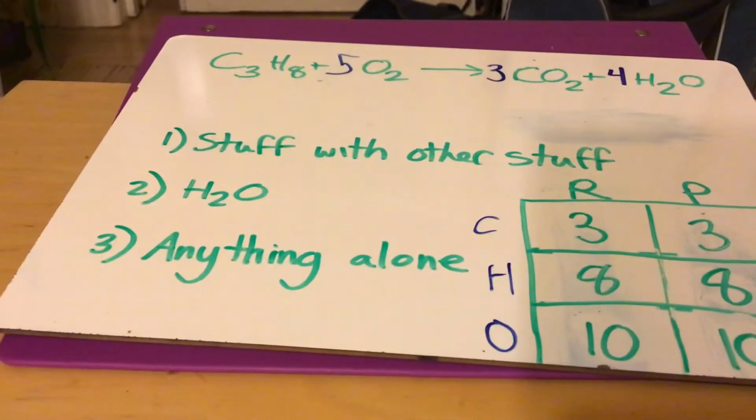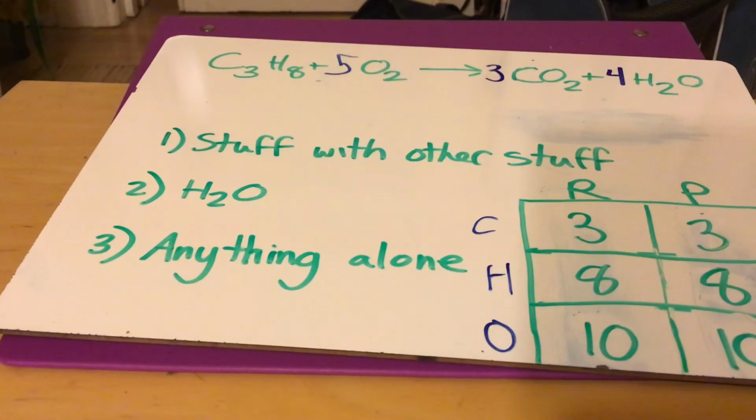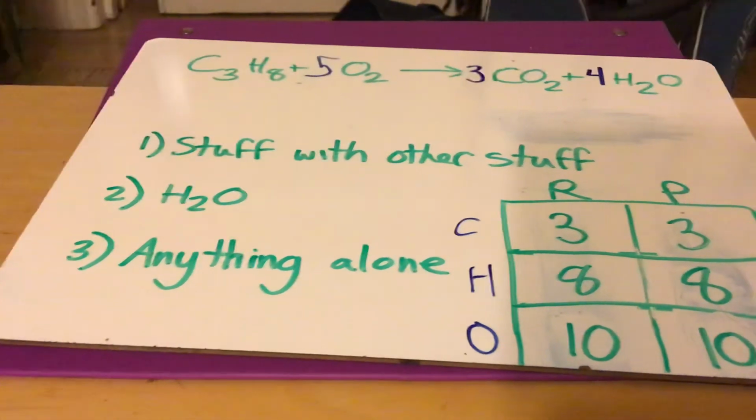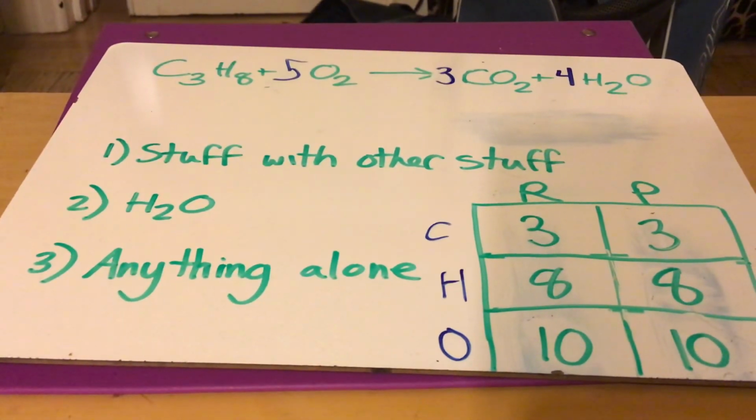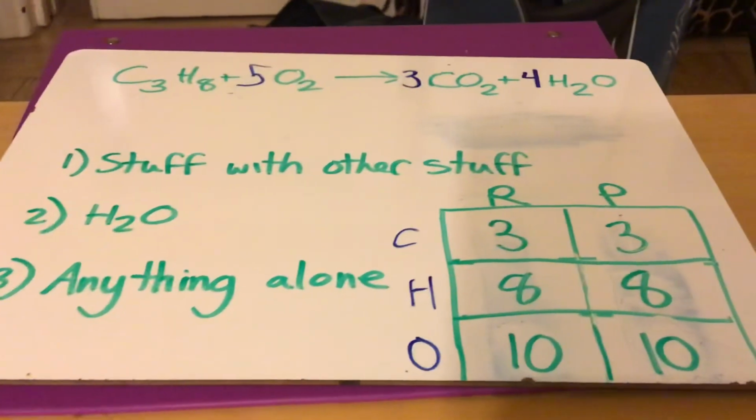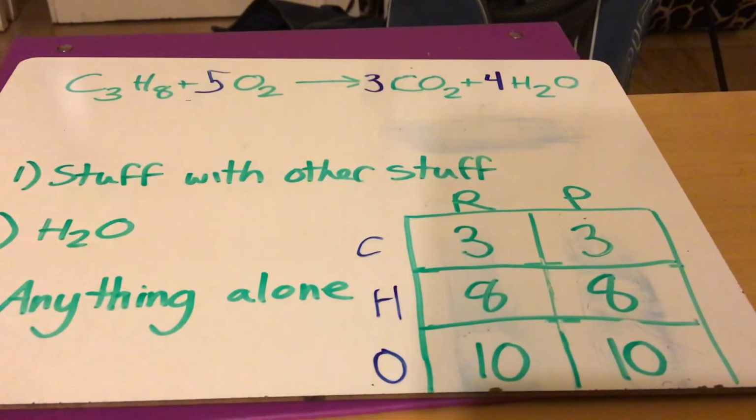And again, the way we did that was we started with elements that were always bound up with other things. In this case, carbon was never by itself, it was always with other things. We saved H2O for second because you'll see as you do more of these, waters just kind of have a way of working out. So we never do those first. And then definitely what we saved for last was anything that's by itself, like oxygen here, because we can change it, as we did in our last step, without affecting anything else.